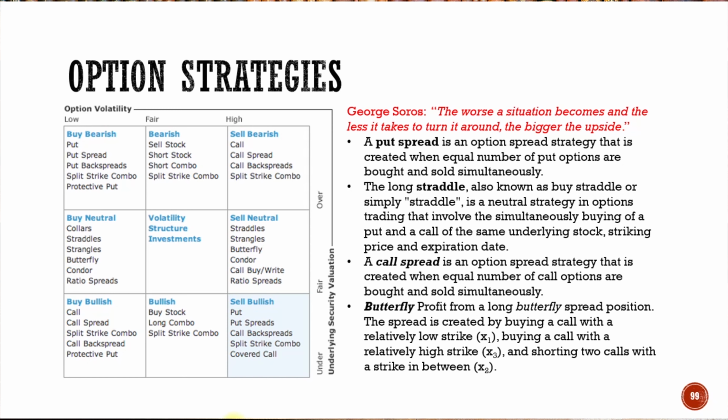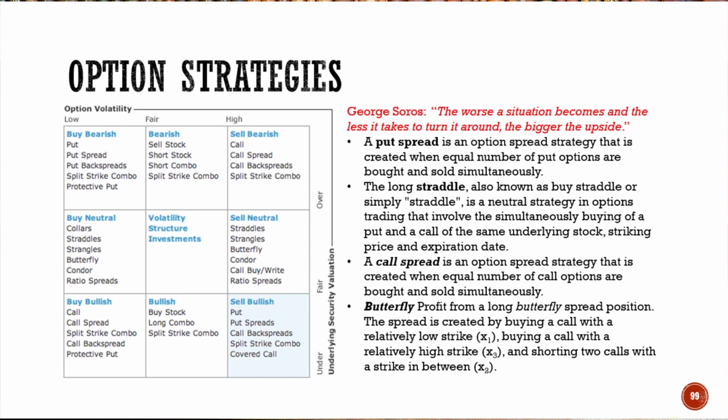Now, what makes the option market exciting is that you have so many different strategies. And here's a simple picture that explains the different strategies. George Soros had once said that the worse a situation becomes and the less it takes to turn it around, the bigger the potential upside of making money. A put spread is an option spread strategy that is created when an equal number of put options are bought and sold at the same time.